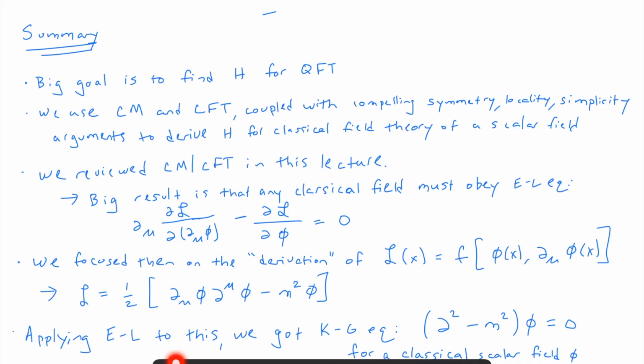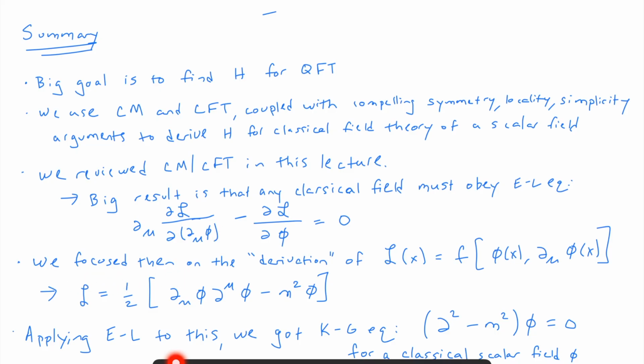We reviewed classical mechanics and classical field theory in this lecture. Our big result is that any classical field gets its local marching orders, or the differential equation that it must obey, from this, called the Euler-Lagrange equation. And we showed a good example of working with that. It's not as complicated as you think, just sometimes a little tedious. You have to be careful with signs and things like that, and raising and lowering things.